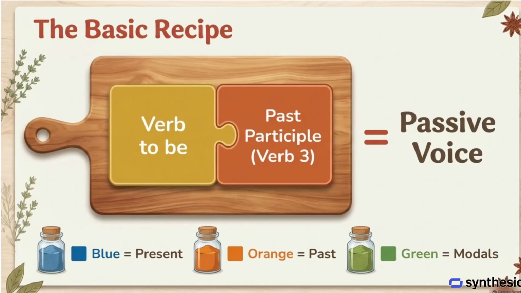The basic recipe. Now let's look at the basic recipe for the passive voice. The basic form is verb be plus the past participle. The past participle is also called verb 3. Let's look at these forms now.